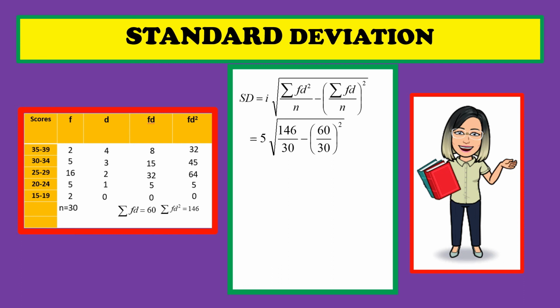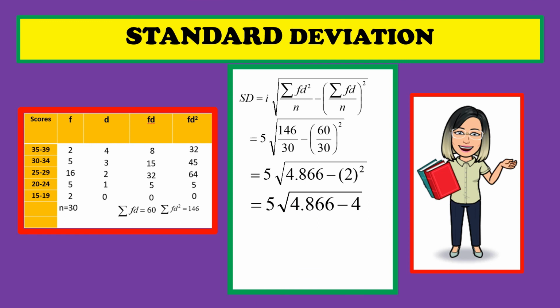We'll substitute the given values in the formula. So we have 146 divided by 30 is 4.866, and 60 divided by 30 is 2. Then we have 2 squared. So it will become 5 times the square root of 4.866 minus 4. 4.866 minus 4 is 0.866. Then we extract the square root of 0.866. That is 0.93. We multiply by 5. So the result is 4 and 65 hundredths.